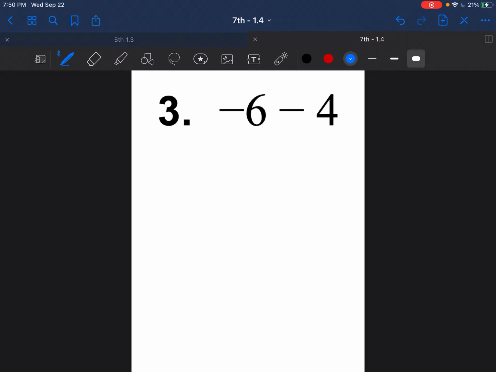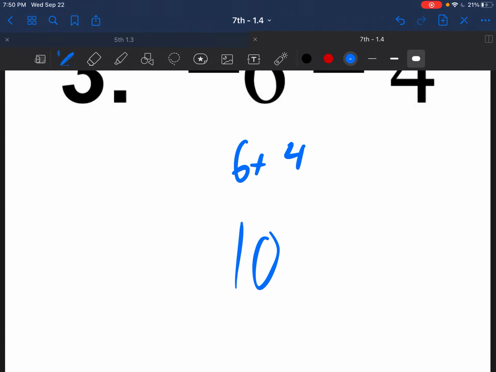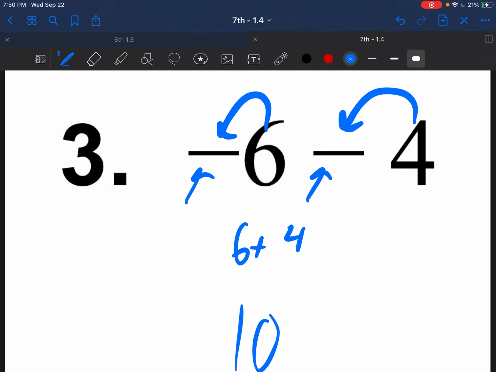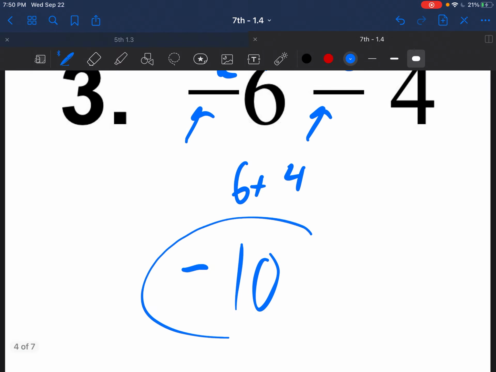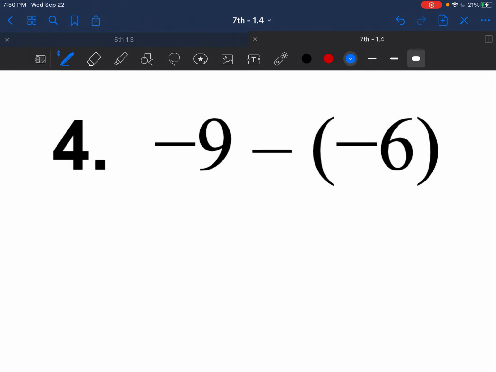So let's look to the left of this. That's a negative 4. That's a negative 6. Same sign or different sign? They are the same sign, so we add. What is 6 plus 4? 6 plus 4 is 10. They are both negative, so my answer is going to be negative. So the answer is negative 10. Let's try another one.